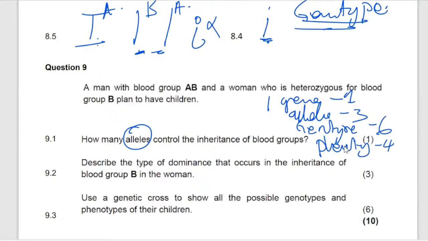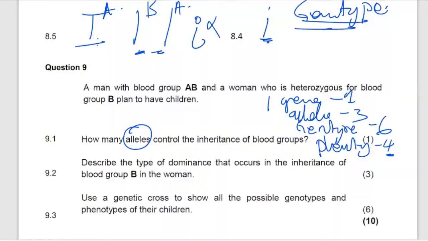Why am I using 4? You have A, B, O, and AB. A, B, AB, and O. Do you understand what I'm saying? Those are the 4 phenotypes. But genotypes, there are 6, because A can be homozygous or heterozygous.